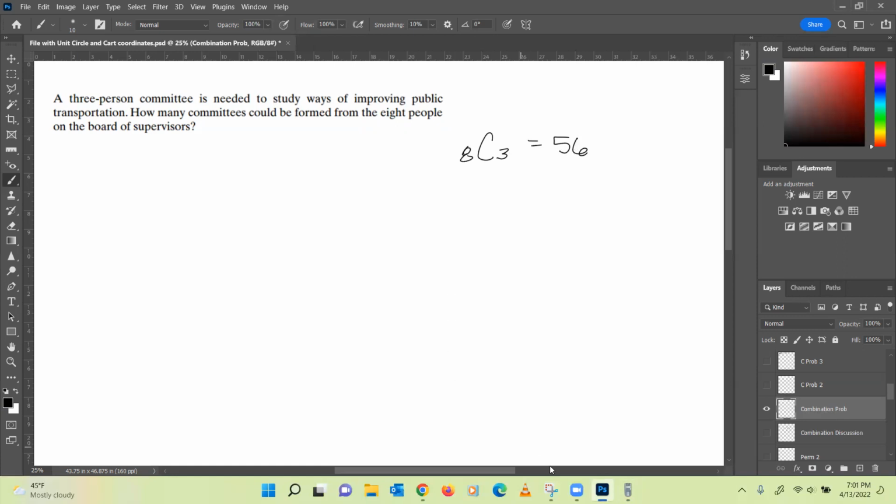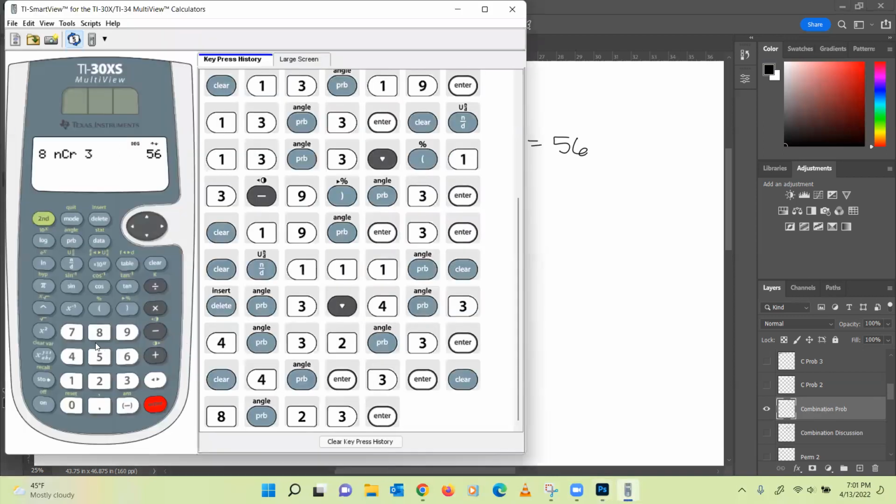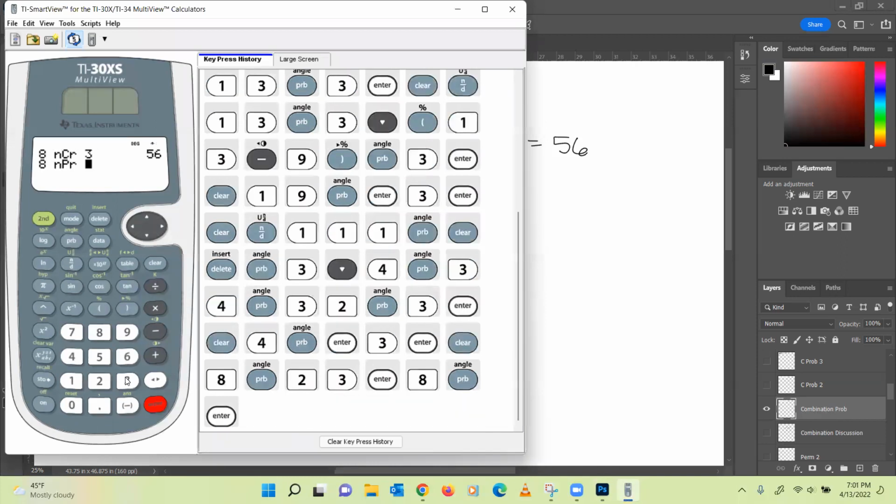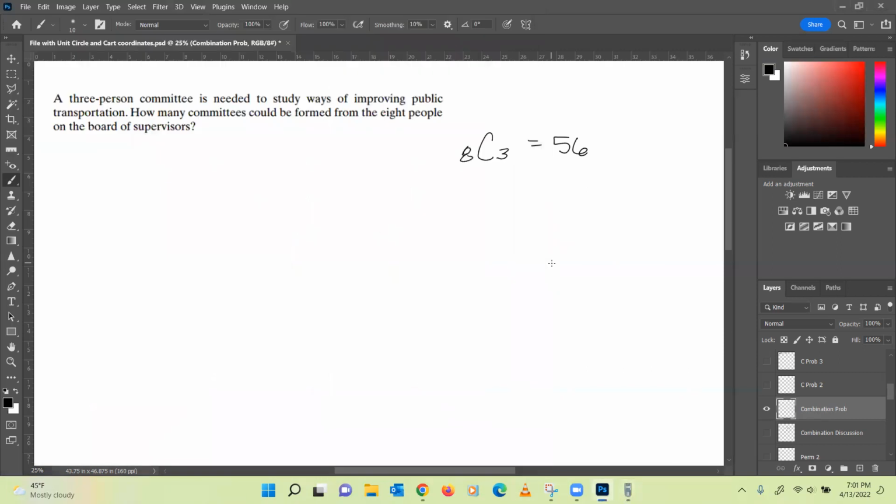If I had done nPr, the number would be much bigger. Let's try that. 8 nPr 3, and I get 336 ways. Notice that with nCr, we've divided by r factorial again in the denominator, whereas nPr didn't have that extra r factorial. So the nCr numbers will always be smaller than the nPr. Just watch for that. Some of the homework will ask you, do you use a permutation or a combination? And it all comes down to whether or not order matters.